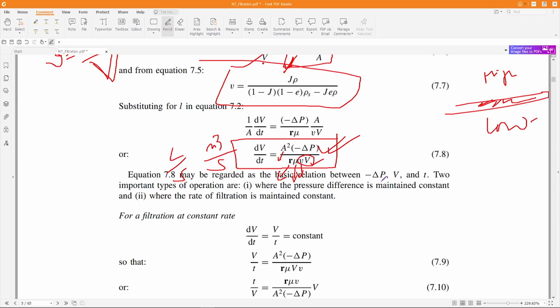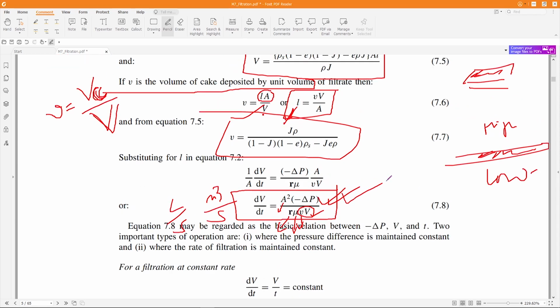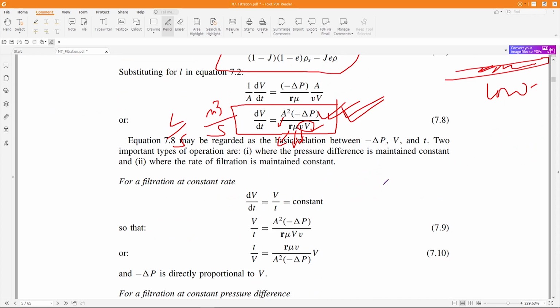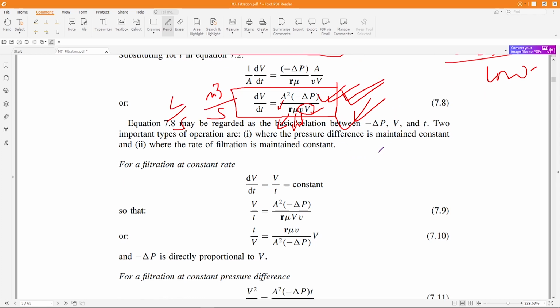Okay. So this is the equation for incompressible cake, or we say cake filtration. Within cake filtration, we have incompressible cake. So this is the equation for incompressible cake in cake filtration. Okay. So with this equation, you can have two modes of filtration.